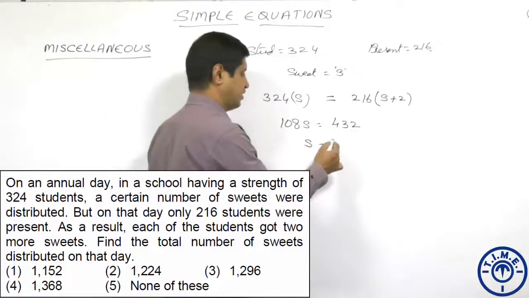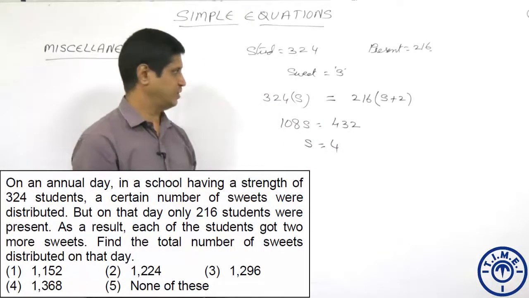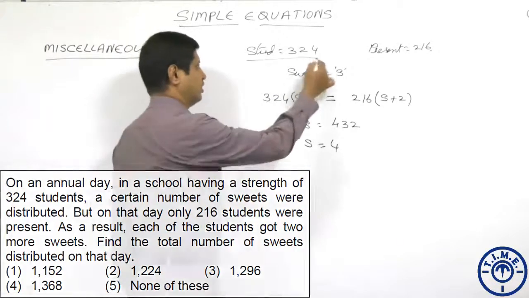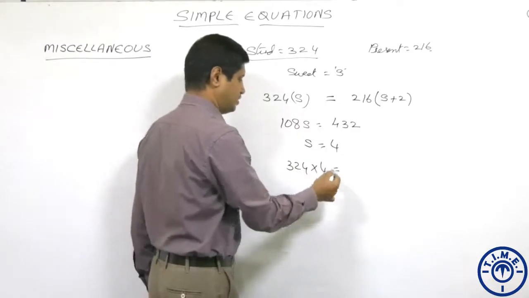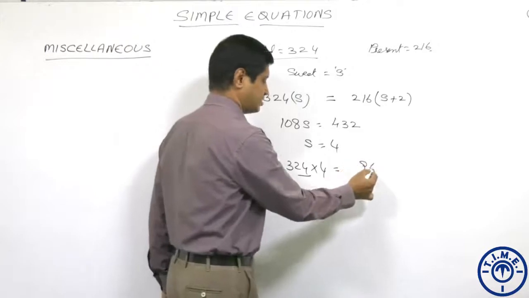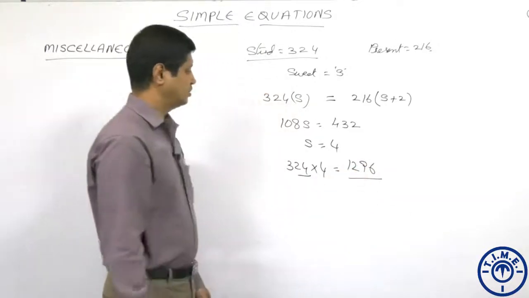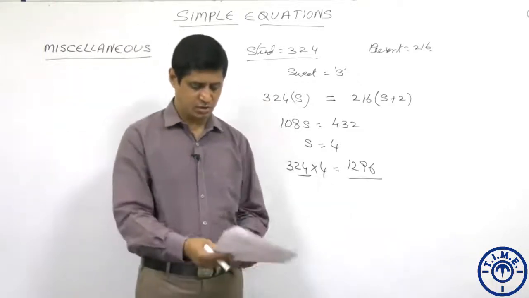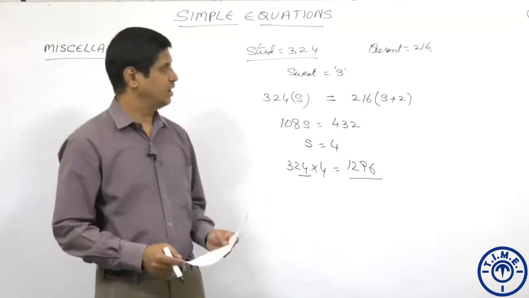Now, what is the value of S? The number of sweets given is 4. Each student got S sweets. The total number of sweets to be found means 324 into 4. 4 times 24 is 96. 3 times 4 is 12. The total number of sweets is 1296. So, what is the right choice for this question? It is option 3. Now, we can answer the same question in another way.